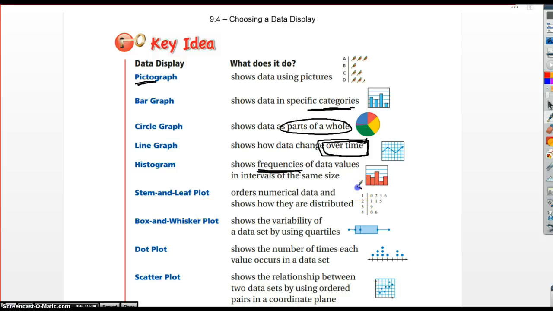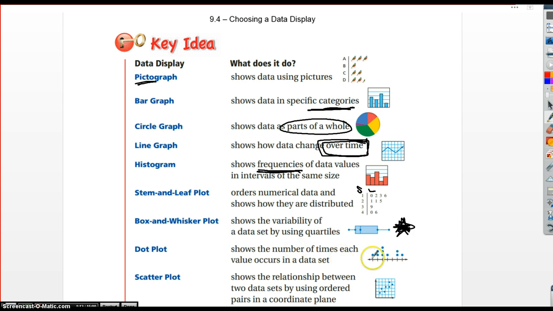Stem and leaf plot, this is your stem and these are your leaves. So this would be 10, 12, 13, 16, 21, 21, 25, and so on. A box and whisker plot shows the variability of data by using quartiles. So this is your minimum, your lower quartile, your median, your upper quartile, and your maximum. Some of you might not be as familiar with this, but I can do an example in class tomorrow.